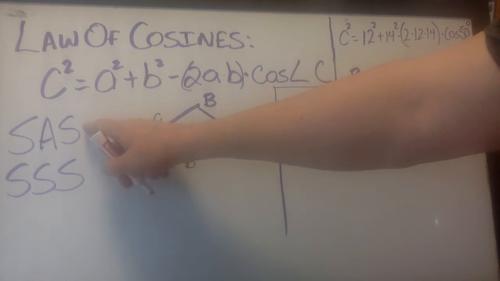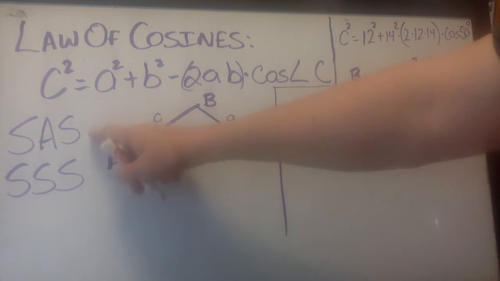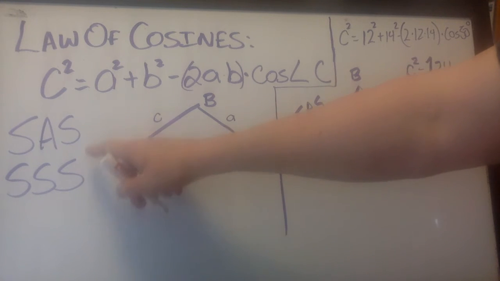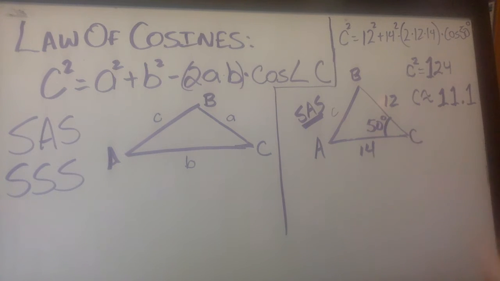Law of cosines is for side angle side and side side side. There's something special about both that I need to show you just to remind you. Okay, so we're going to do a side angle side problem.